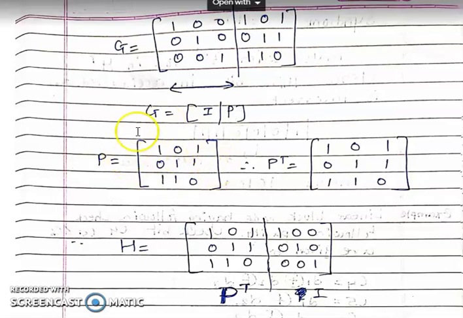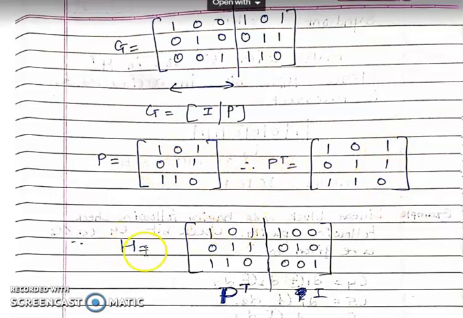So we have the parity matrix, which is from the generator matrix. When we want the transpose of P, that means a row will become a column. The second row will become the second column. The third row will become the third column. As you can see, the first row 101, we have to write 101 as the first column. 011, this is 011. 110, this is 110. So from that we have obtained P transpose.